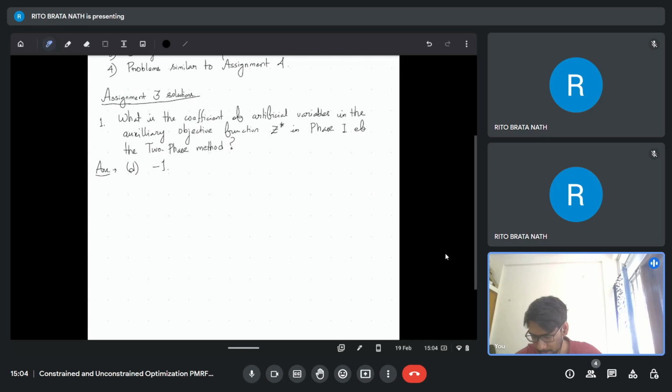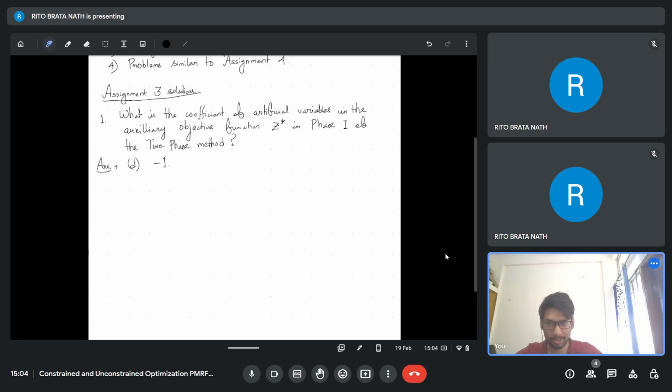Next is: if at least one of the artificial variables is positive in phase one of the two-phase method, then what happens to the auxiliary objective function? It becomes negative, right? Because all the others appear with the coefficient 0, and this can have a value of say 0 or 1, so that means it becomes negative.